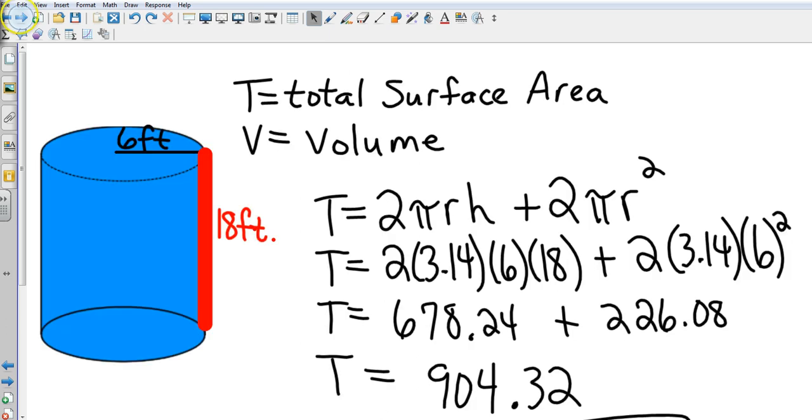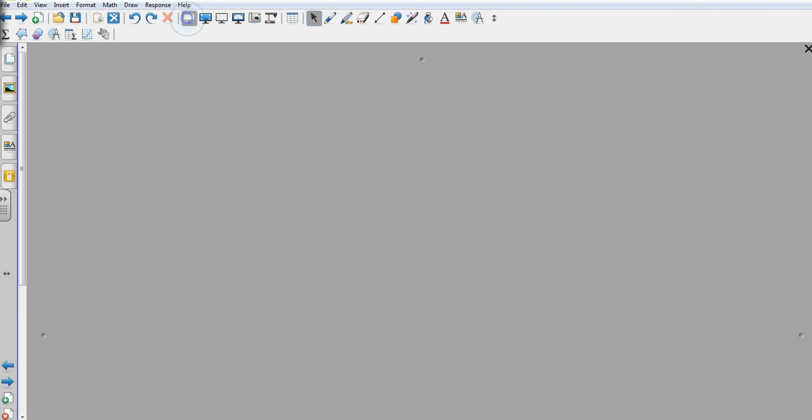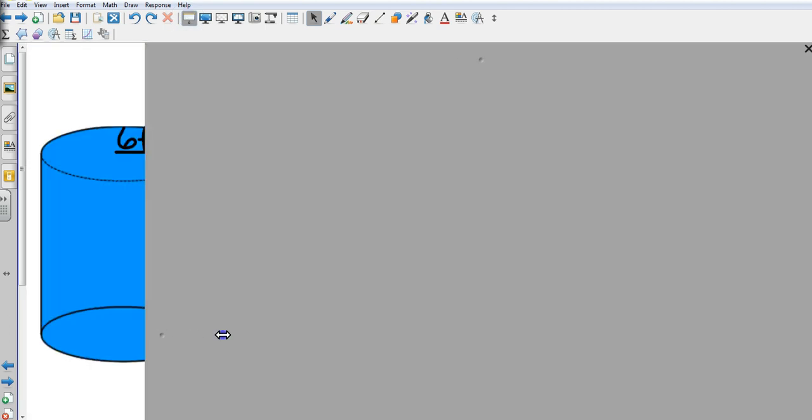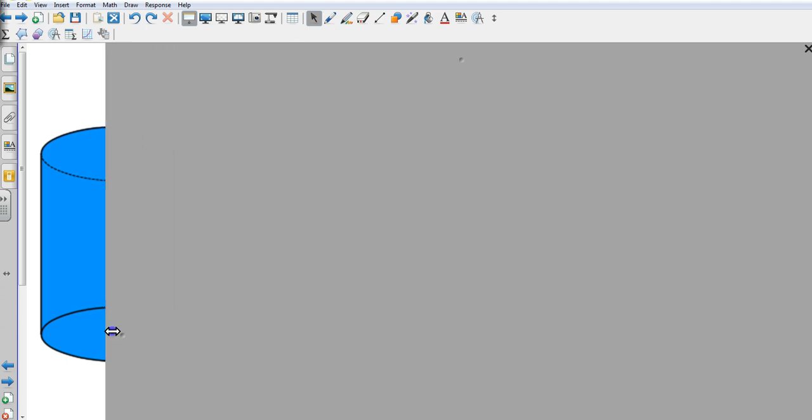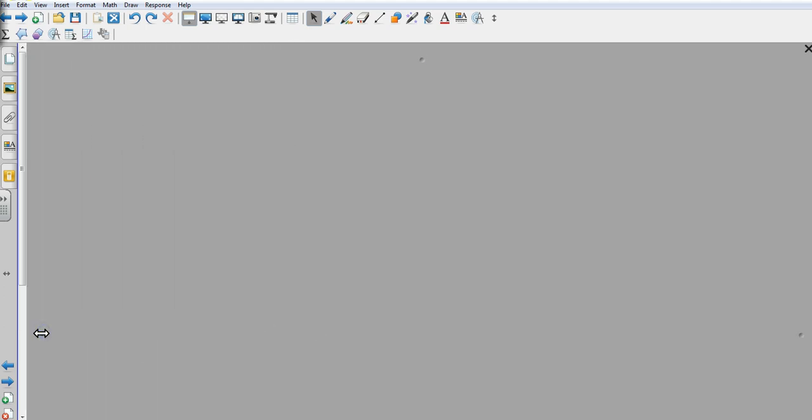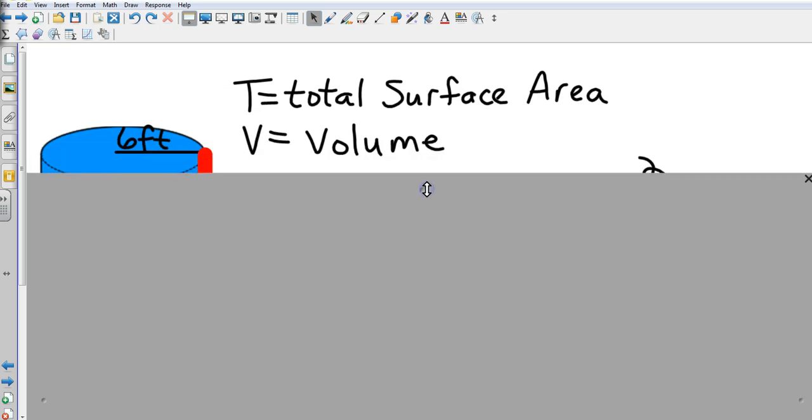So I'm going to go ahead and take a cylinder, and you know what I'm going to do? I'm going to use my shade technique here. And I'm going to use it like that. There's my cylinder. The distance of 6 feet is a radius, and then the distance of 18 feet is my height. That's the distance measured from the two circles. And so we're going to find total surface area and volume.